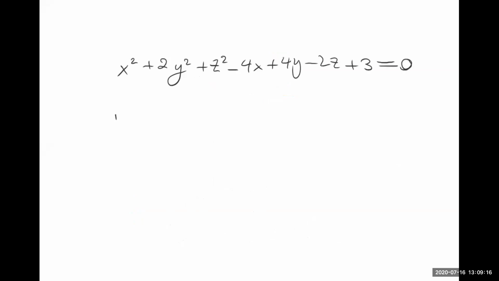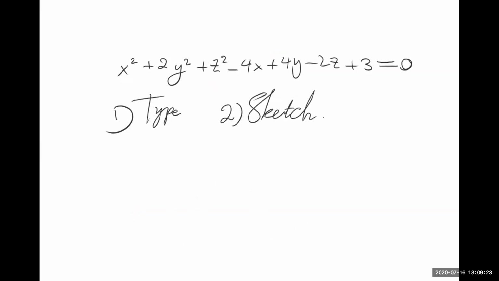Okay, let's look at one more example. Let's look at this one. x squared plus 2y squared plus z squared minus 4x plus 4y minus 2z plus 3 equals 0. So what type is this? And then sketch the surface.